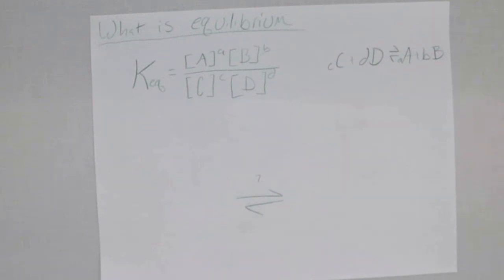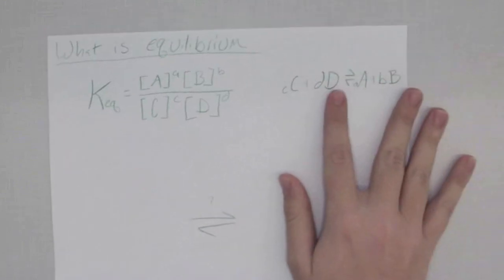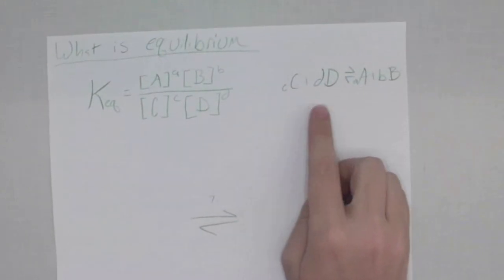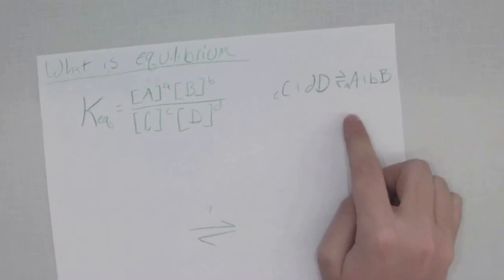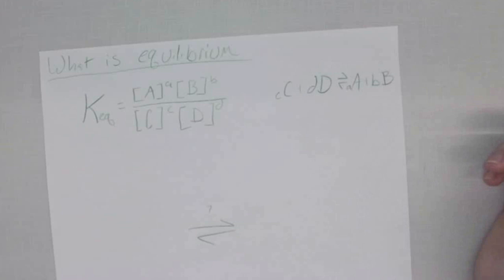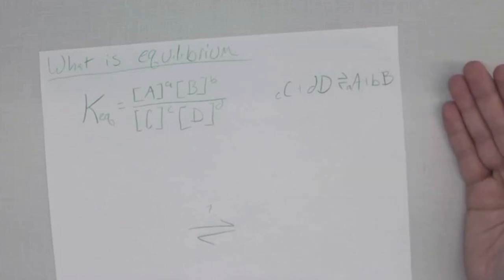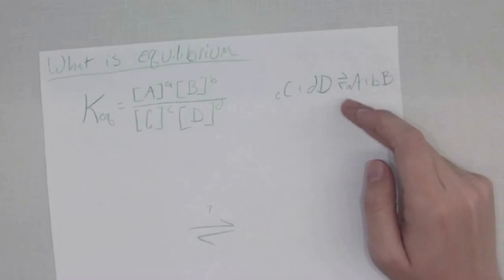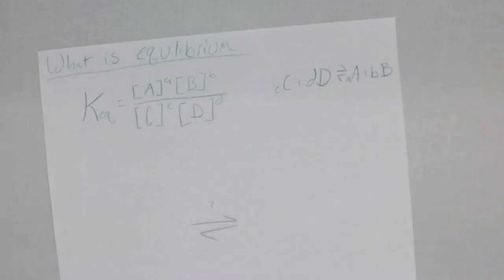So what is equilibrium? That's a good place to start when talking about equilibrium, right? Equilibrium has to do with two reactions. Over here we have cC plus dD forming aA plus bB. That would be the first reaction going forward. And a second reaction, what we know as the reverse reaction, so bB plus aA forming dD and cC. While these reactions are one and the same, they're also both different.